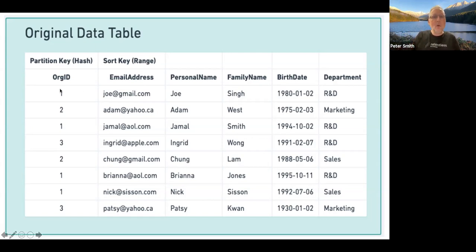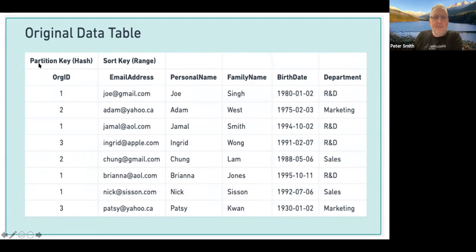So we say, what is the organization ID number and what is the email address of the user within that organization? And then we have their personal name and the family name and the birth date and then what department they're in. So this is exactly what you would normally think of as a SQL table, right? There's nothing different about it. Now, what's interesting is if you look at the top left here, there's a partition key, which is the org ID, and there's a sort key, which is email address. Now, that's what's kind of unique.